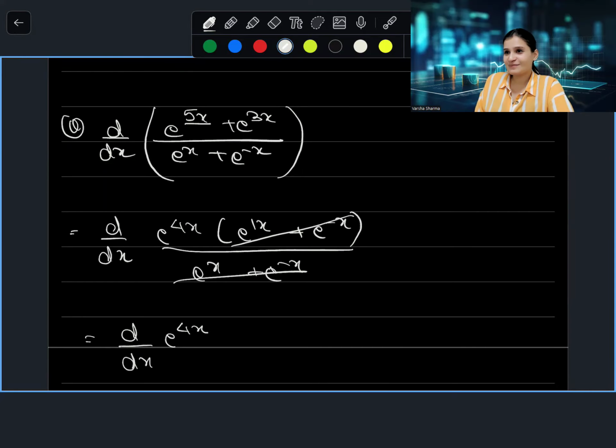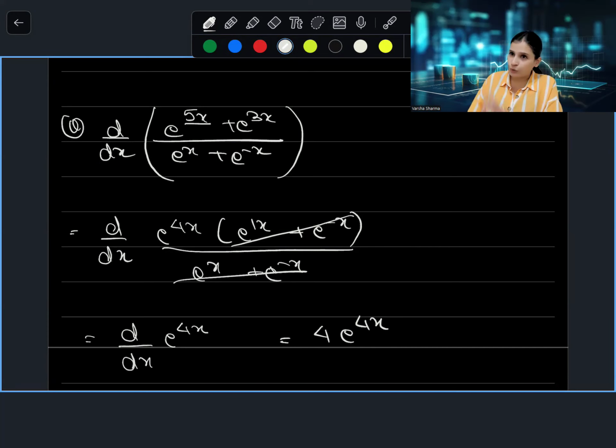Very good. Now the differentiation of e to the power x is e to the power x. Instead of x, we have 4x. So the differentiation becomes 4 e to the power 4x. So here, if you don't simplify, no matter what simplification you do, you won't get this answer.